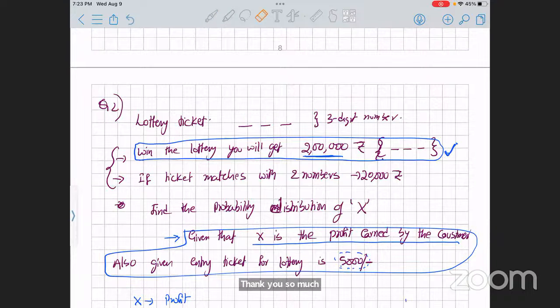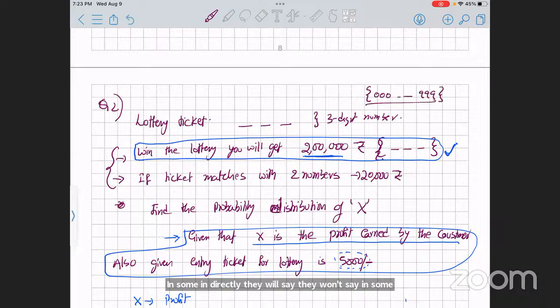In some questions they will say, indirectly, that the number starts with 0. They will say that the numbers run from 000 to 999. Then you can take 0 in the first place.